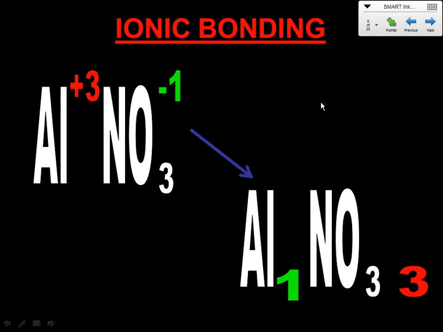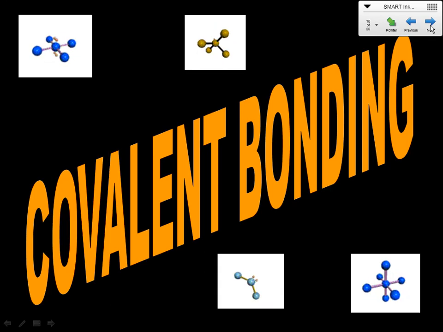Here's another example of our ionic bonding. Aluminum has a +3 charge. NO3 has a negative 1 charge. So this negative 1 is going to give us 1 aluminum. This +3 is going to give us 3 NO3s. So we end up with Al(NO3)3. And don't forget, we're going to put that in parentheses so we know it's 3 of everything.